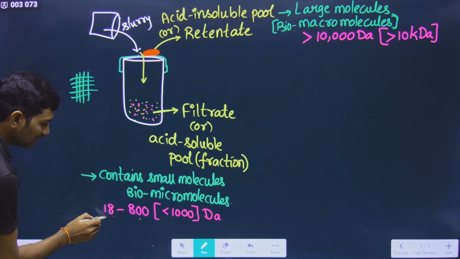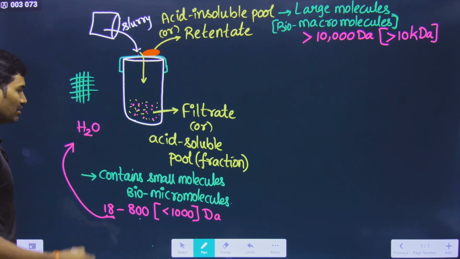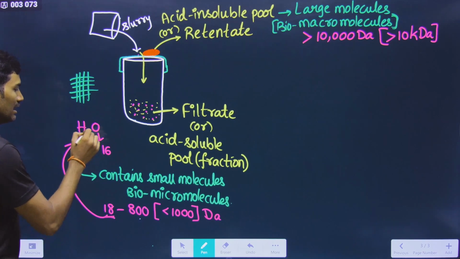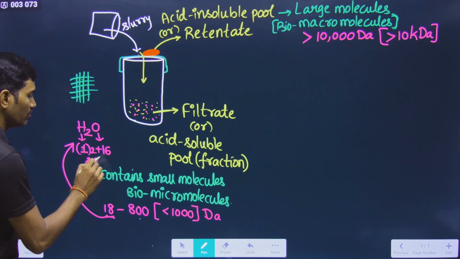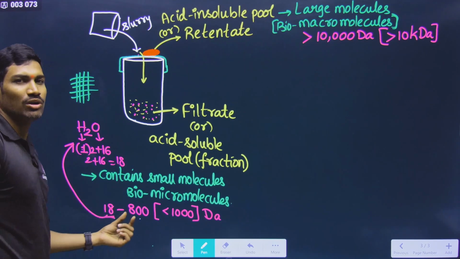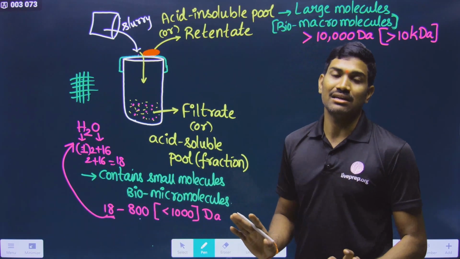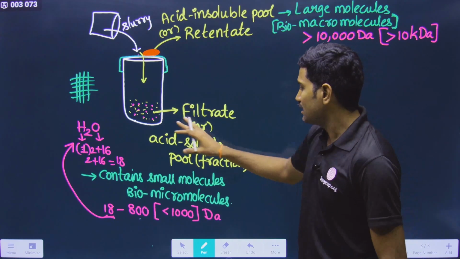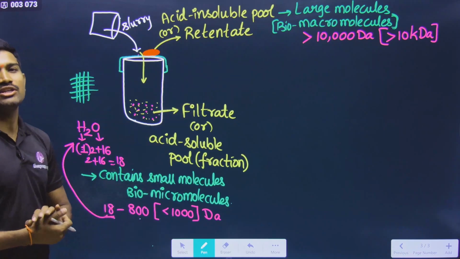And if they ask, what is this 18? It is water. For oxygen it is 16, for hydrogen it is 1. How many hydrogens are there? 2 hydrogens, so 2 into 1, 2 plus 16, it is 18. So this is the smallest molecule they are talking about here. So 18 to 800 Daltons is the size of molecules present in the filtrate or the acid soluble pool. Clear? This is another information we need to understand.